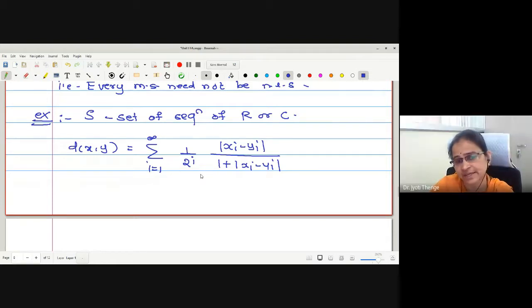Let us verify the second. d of x, y equal to 0. You have to prove it implies and is implied by x equal to y. If this is 0, if the sum of non-negative terms is 0, what about every term involved in the summation?